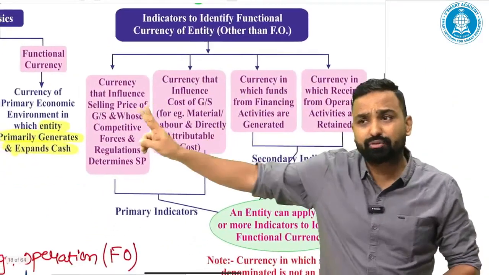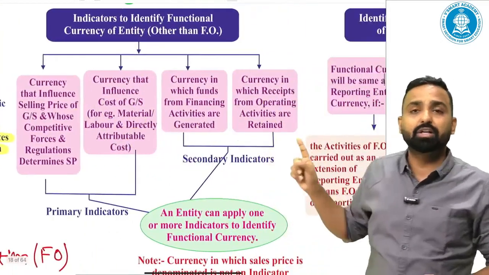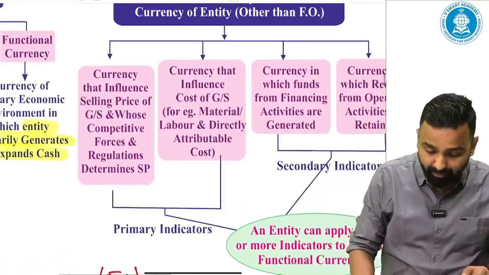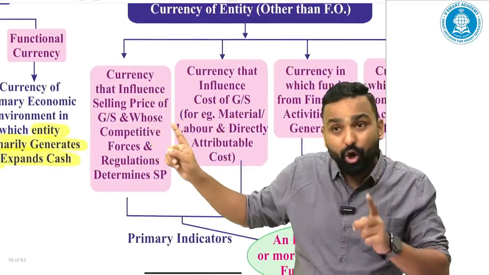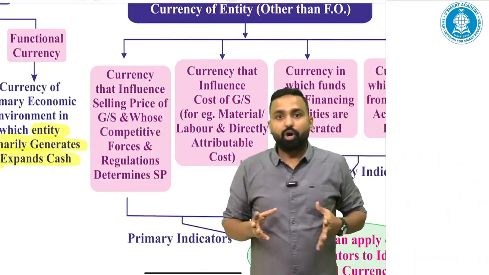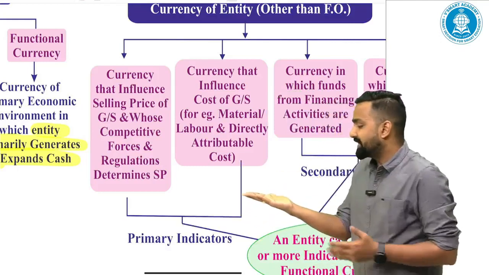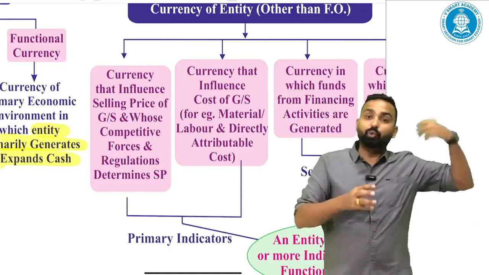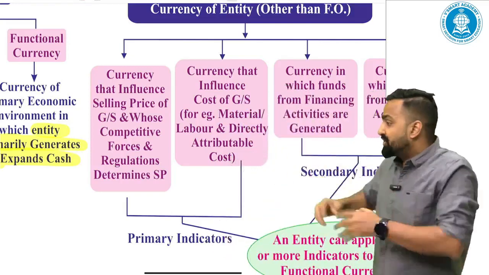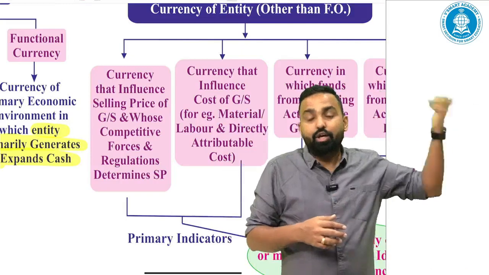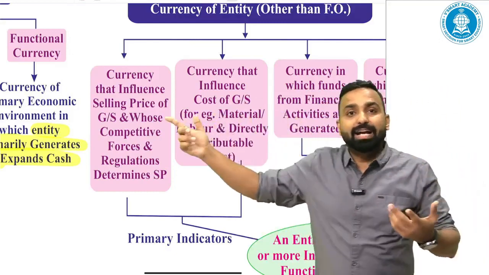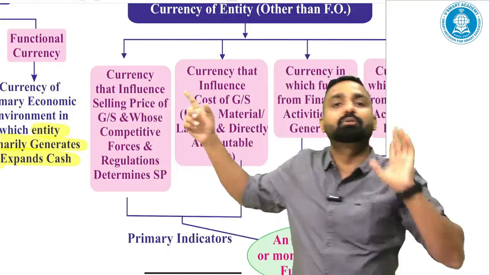Out of these four indicators, the first two are primary and the next two are secondary indicators. Now, what are the indicators for identifying functional currency? First, the currency that influences the selling price of goods and services, or whose competitive forces or regulations determine the selling price. Which is the currency I am depending upon? Maybe my selling price of goods and services is influenced by US currency, because I purchase the goods from the US market and sell them in India. For selling them in India, I first have to purchase from the US market, so the purchase depends on the US, and based on the purchase I decide my selling price. That currency can be your functional currency.